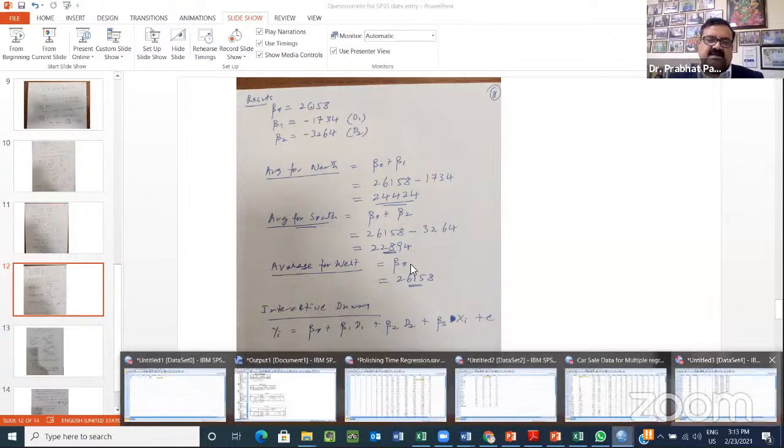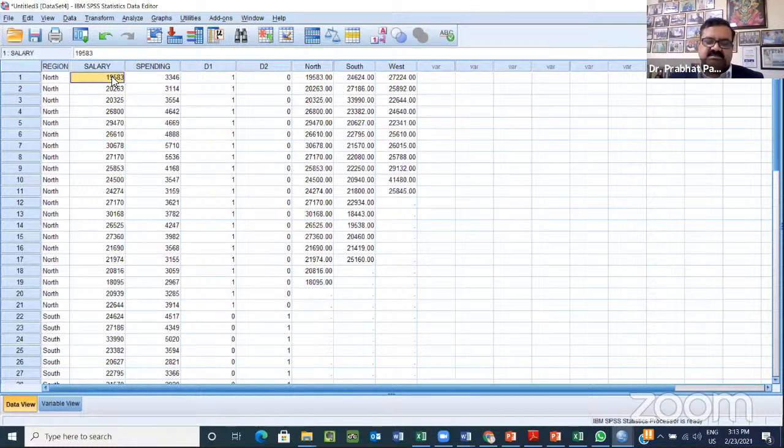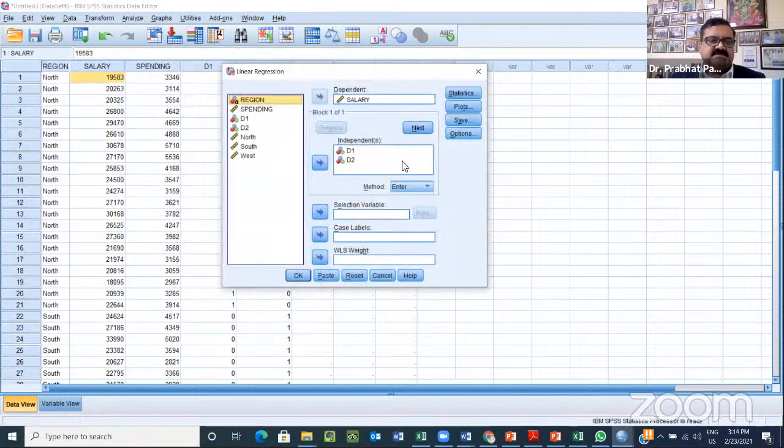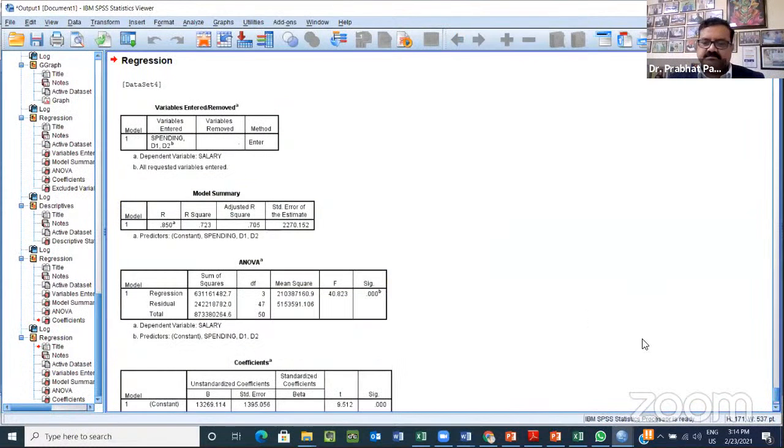Let's have a look at the data. You have the salary as dependent, and here spending as covariate, and then you have two dummies. You're going to use all three in your regression. Let's see if we do that, does the result change? We go to linear. Everything will remain the same. All we have to do is add spending as an independent variable. So you now have two dummies plus spending, a covariate, and then we say okay.